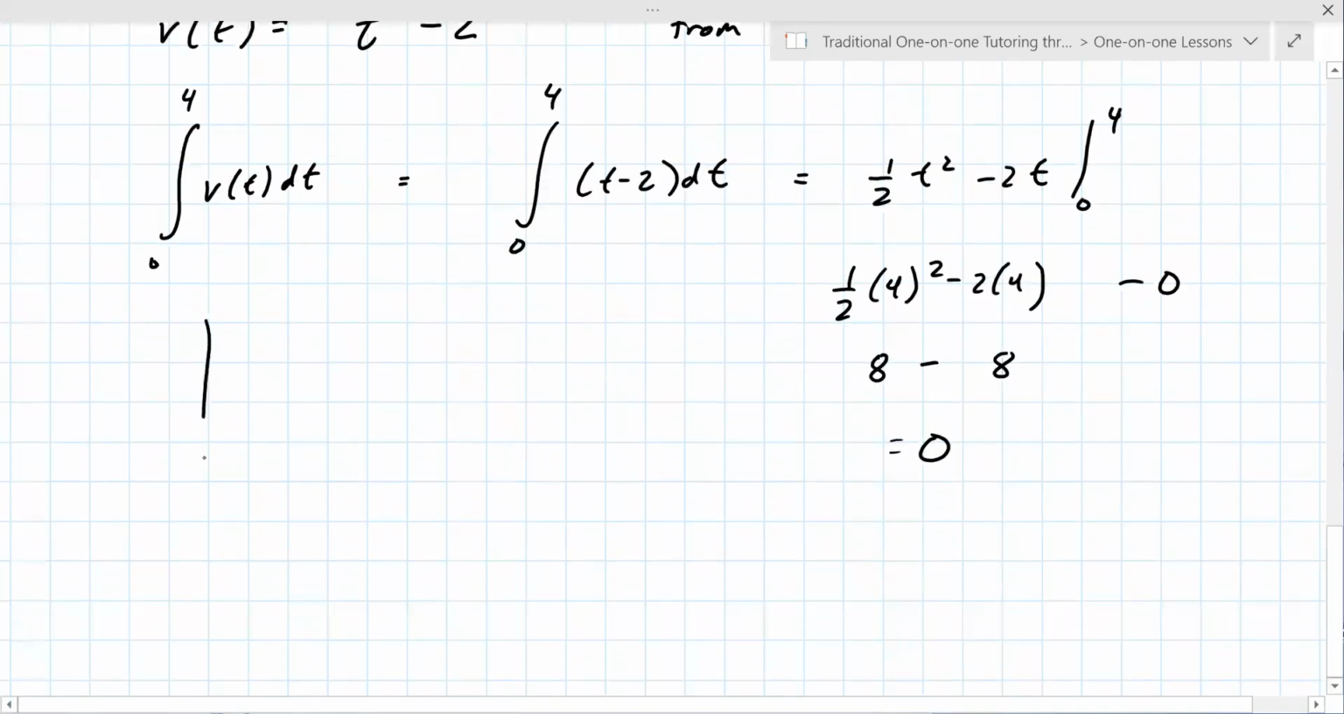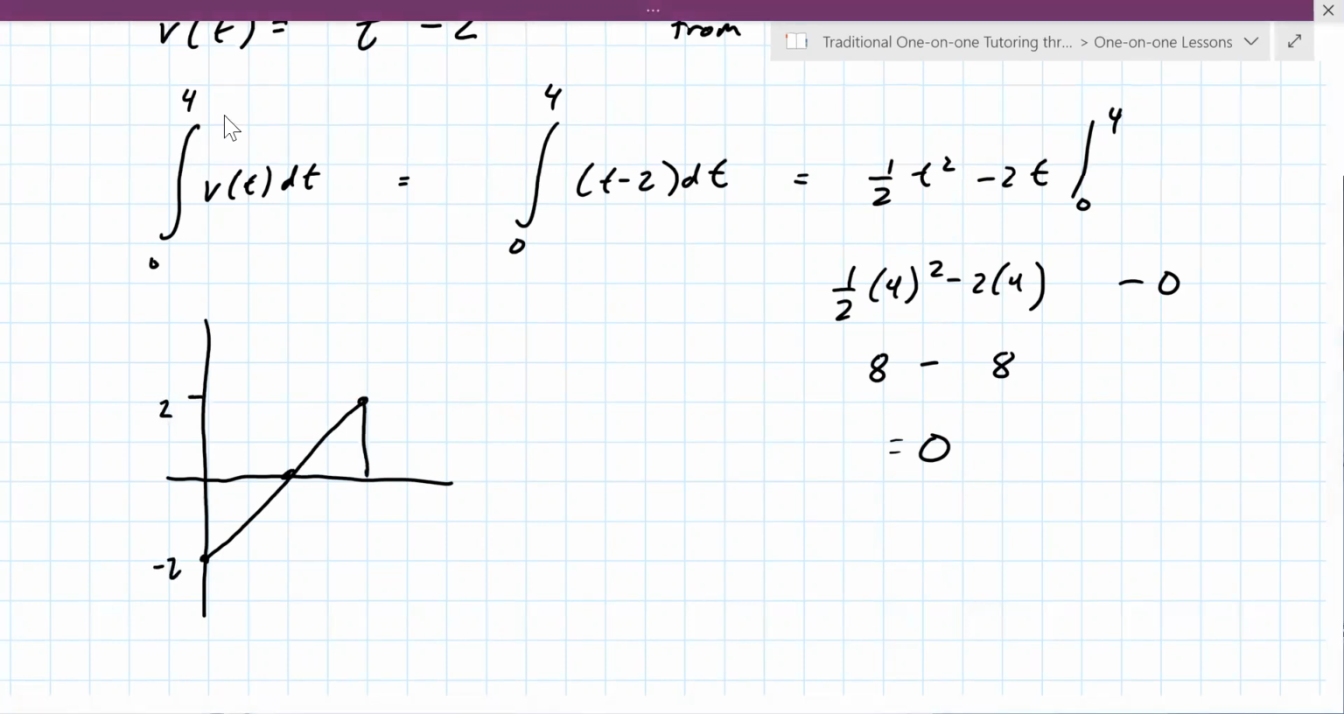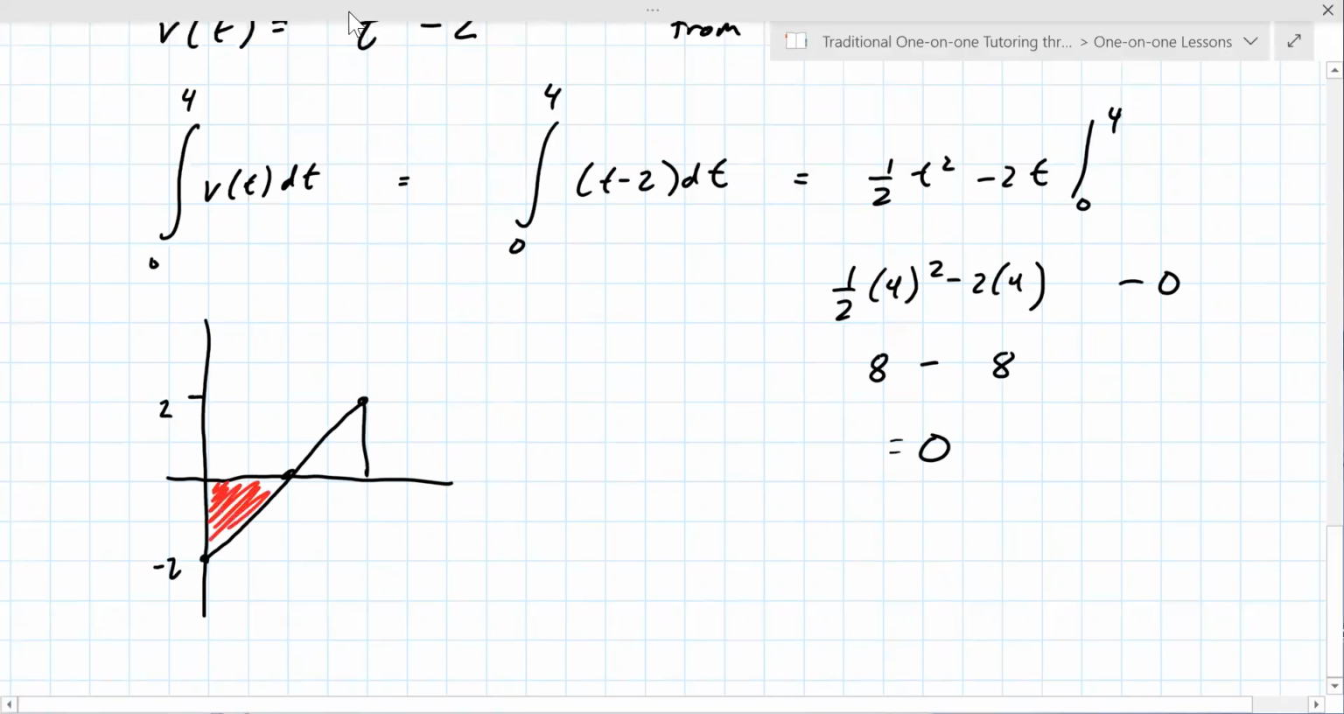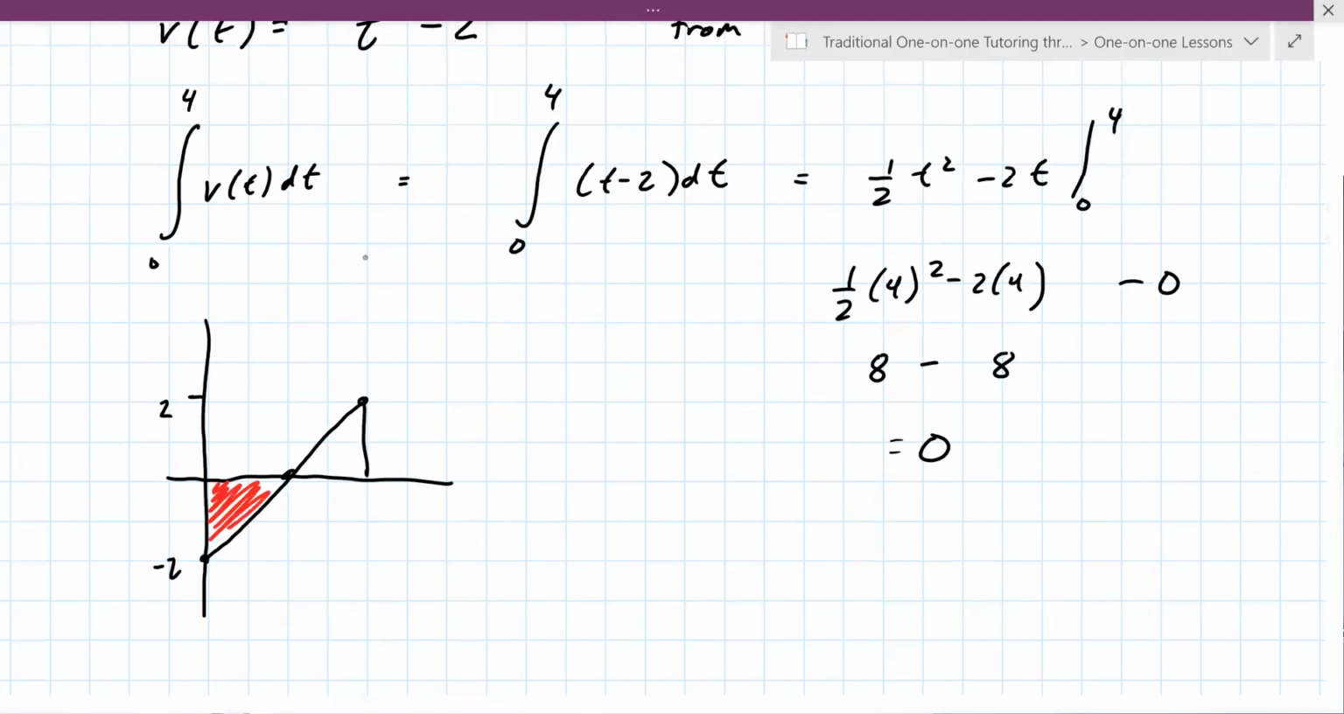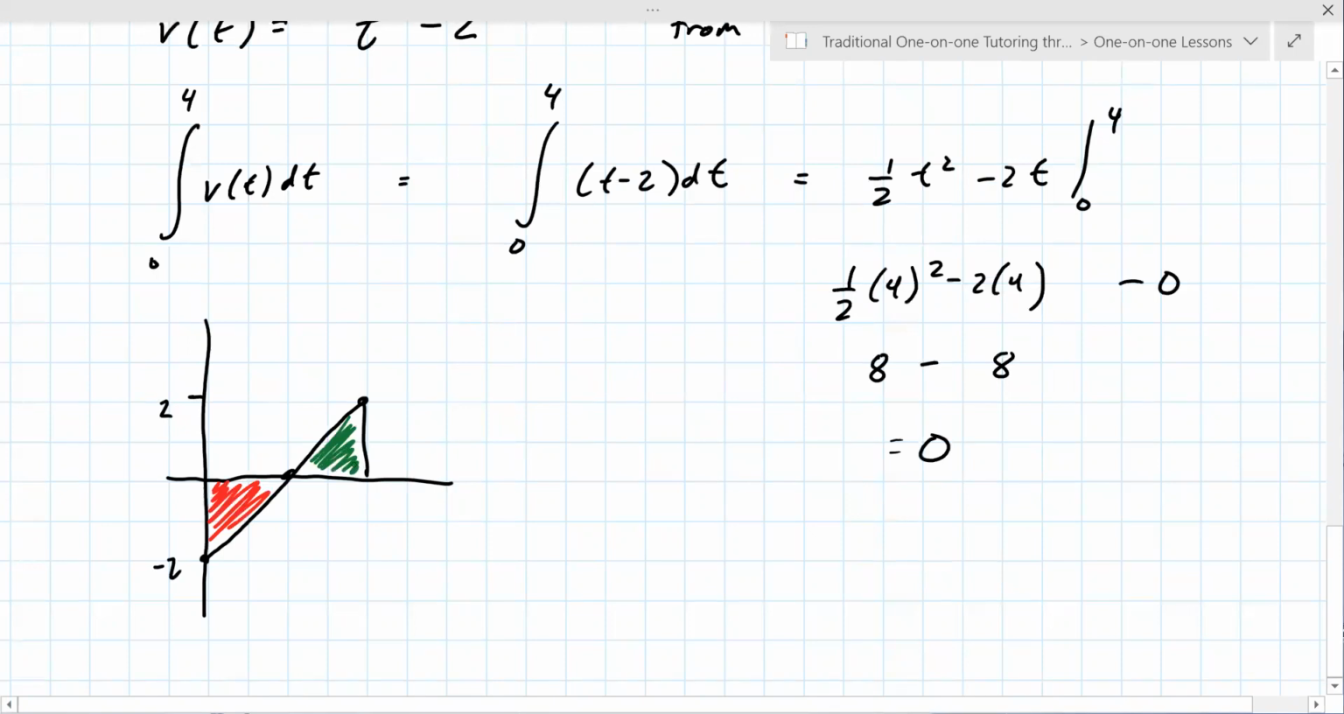So the graph of this looks like this. So this is -2, this is +2. So again, if I use those colors again, it's the area of the red, which contributes negatively, and the area of the green, which contributes positively. And they're exactly the same. So they just cancel out. Okay. Yes.